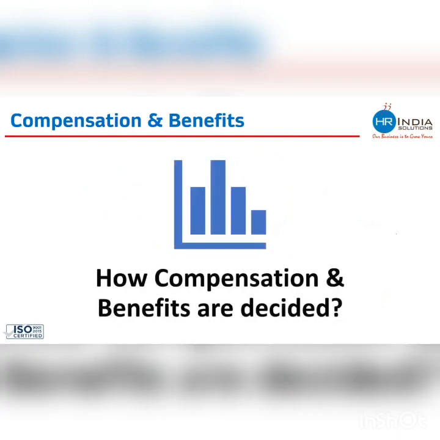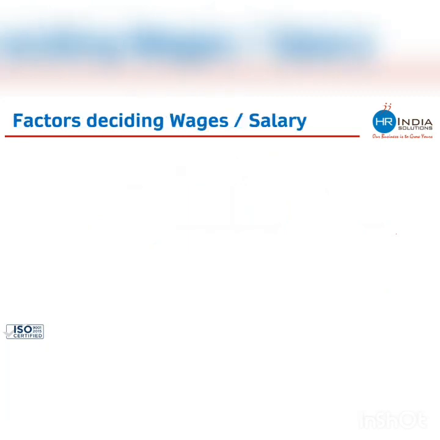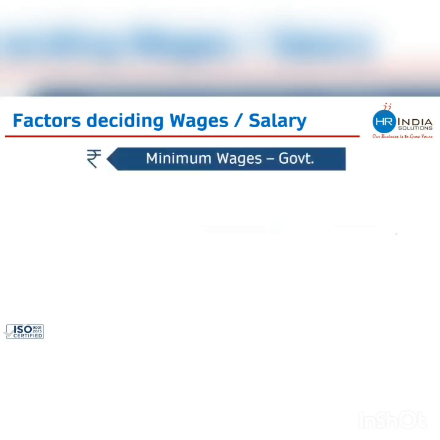Now let's understand how the compensation and benefits are decided. How do we decide how much salary we have to pay to any employee, right? Let's understand that. Factors deciding wages or salary. What are the factors that affect the salary of an employee and become a decision making factor? So the factors are minimum wages that have been decided by the government.